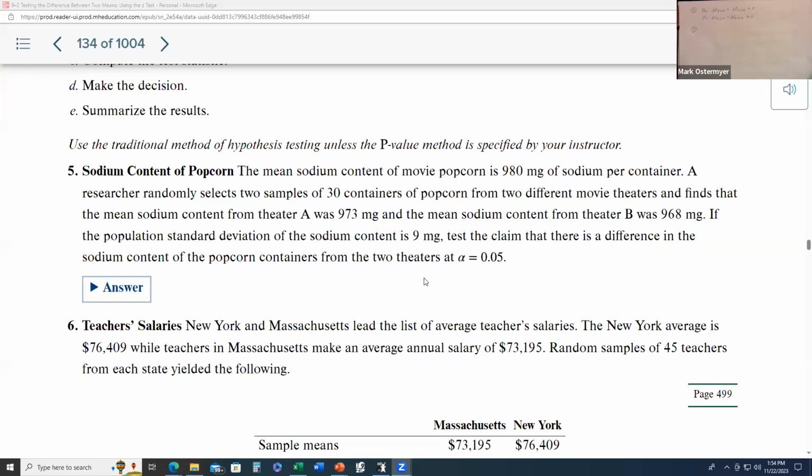Okay. All right. I would like you to show the 5-step method, the critical value method, show all the steps, and then use the p-value method on your calculator to confirm your results from your critical value conclusion. Number 5. Have at that one. Okay.